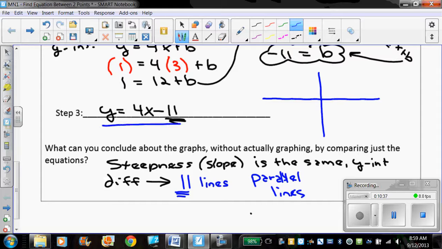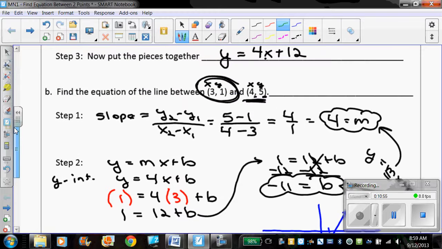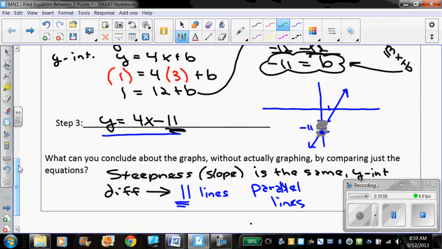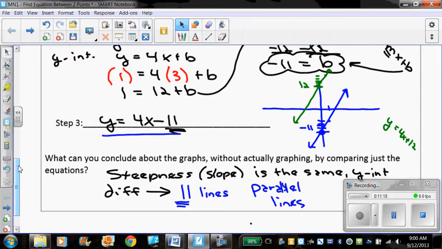I'll do this one in blue. Negative 11 on the y-axis is about right here. We would go up 1, 2, 3, 4, and over 1. And again, this is just a sketch, of course. But there's that line. And I'll do this other line, y equals 4x plus 12, in green, and the y-intercept is up here, let's say at 12. I'm going to go up 4 and over 1. Again, these are sketches, not to scale, but it's just to illustrate what I'm referring to as parallel lines. So different y-intercepts but the same slope will give you parallel lines.